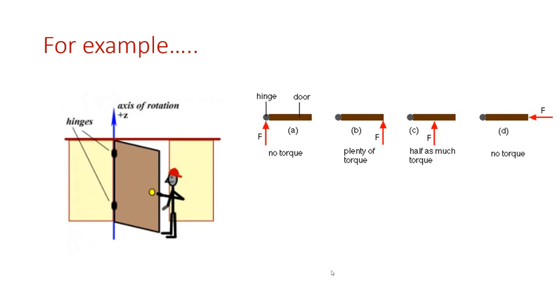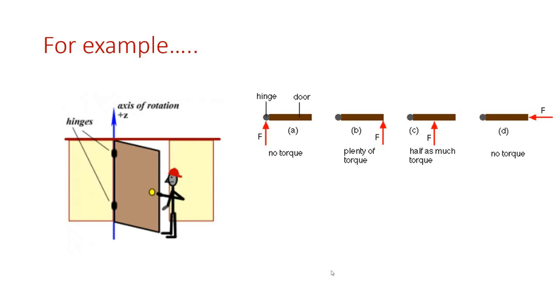Case B, if you apply the force at the other end of the door, you get a lot of torque. Why? Because you are at the maximum distance possible, so your R is as high as it can be, and if you keep the force the same, you get the maximum torque. Case C, if you apply the force in the middle of the first two, you get half as much torque. Case D, you are applying the force at the same distance, and as you can clearly see, the force applied is the same.